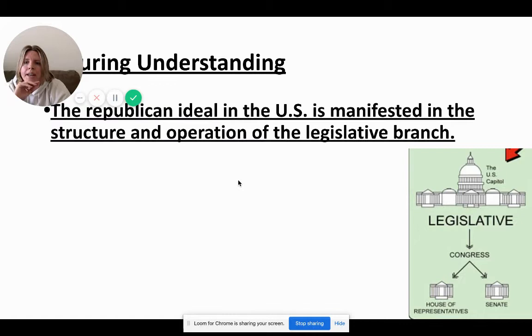Okay, enduring understanding. The Republican ideal in the U.S. is manifested in the structure and operation of a legislative branch. Republican ideal, they're not talking about Republicans and Democrats there, they're talking about the idea of just a representative government. So the idea that we elect our leaders, right? Our members of Congress are our leaders. We elect them and they go to represent us.